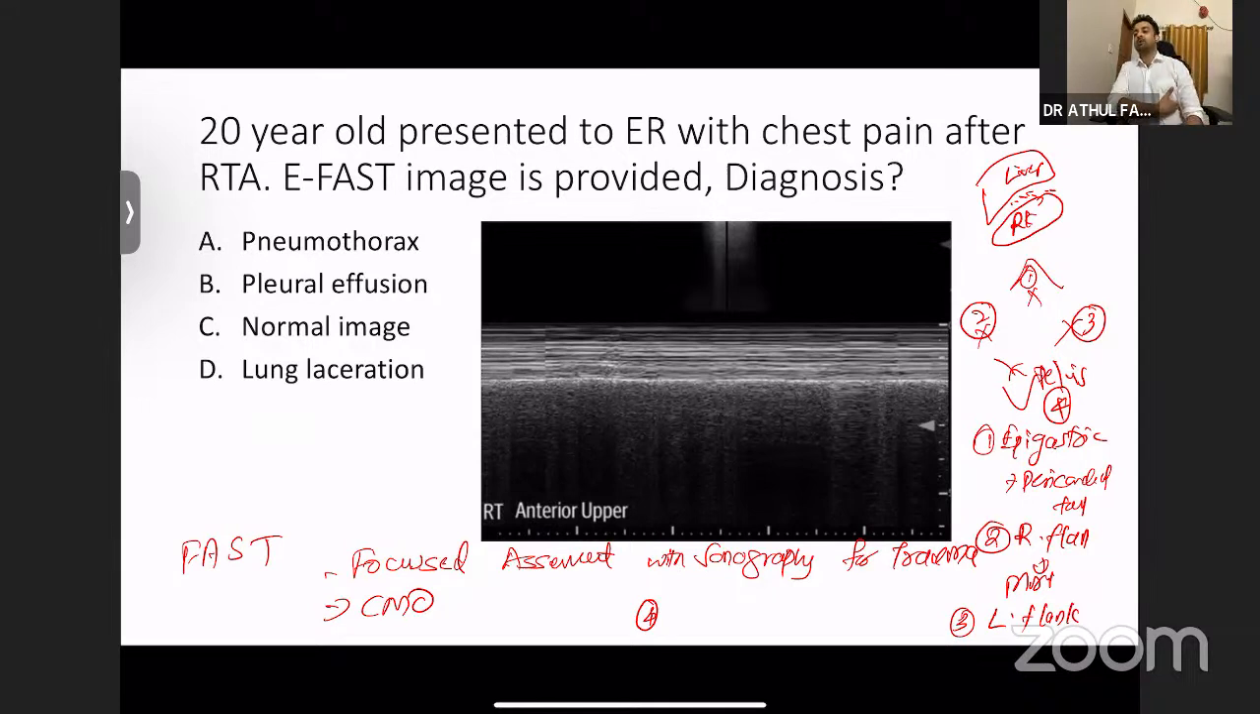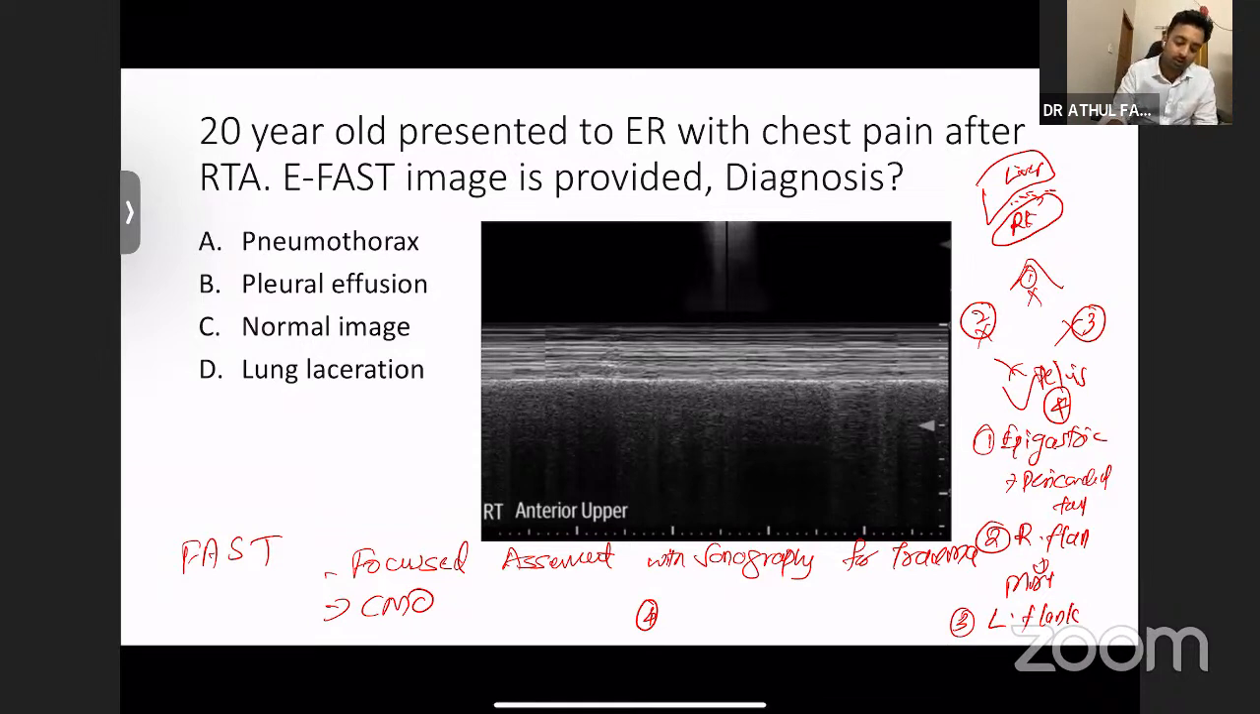Then you go to the left side. You will see the spleen, and look for any collection around the spleen. And finally, you go to the pelvic region, which is one of the most dependent parts when the patient is lying down. If there is any bladder injury or any other peritoneal or mesenteric injury, there will be free fluid collecting in the pelvis region. So all four regions are very important when you are doing a FAST.